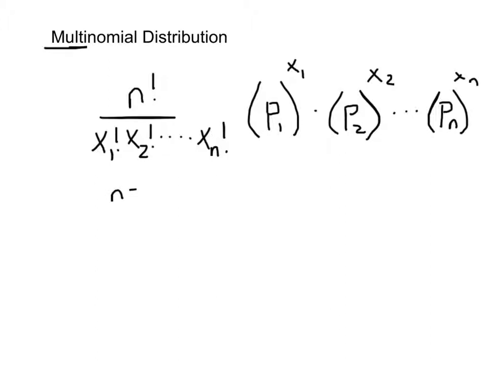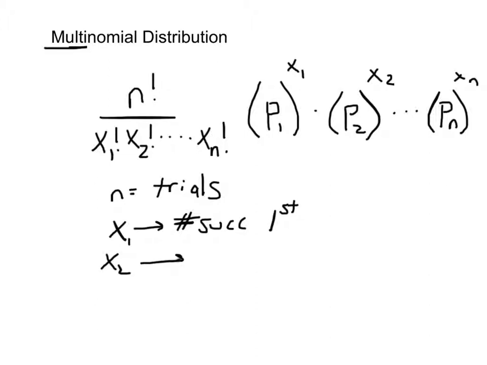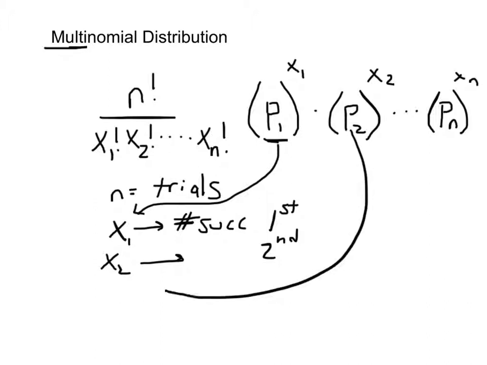N in this case is your total number of trials, just like it was in the binomial distribution. Your different x's would be your number of successes, since it's x sub 1 for the first item we're looking at. X sub 2 would be for the second item I'm looking at, and so on and so forth. And then P1 would simply be the probability that X1 occurs, or P2, the probability that X2 occurs, and you do this for as many as you have.